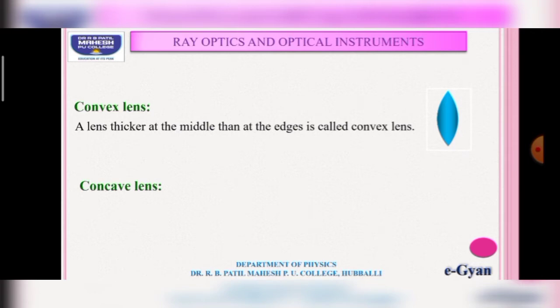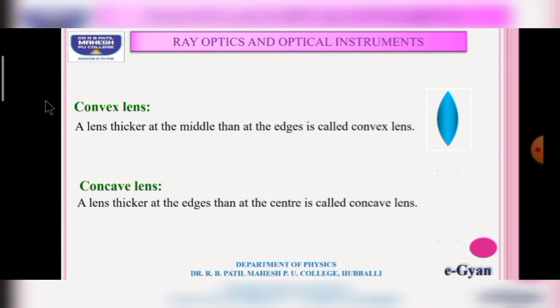Concave lens. A lens thicker at the edge and thin at the center is called a concave lens. These are the lenses in which the center of the lens is thin and the edges are thick. Why are they called concave? Because these surfaces are concave in shape, hence these lenses are called concave lenses, and even these lenses are called diverging lenses.